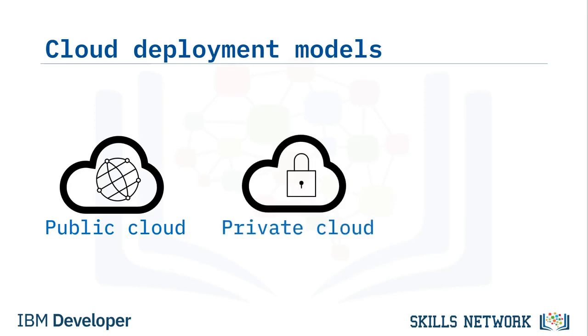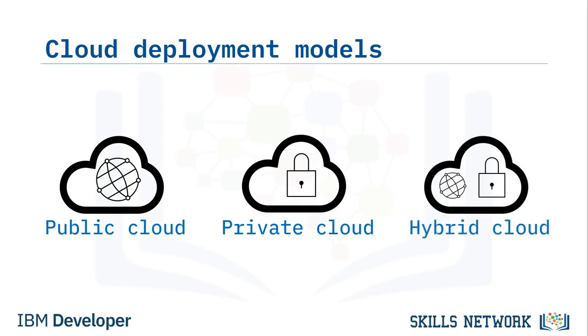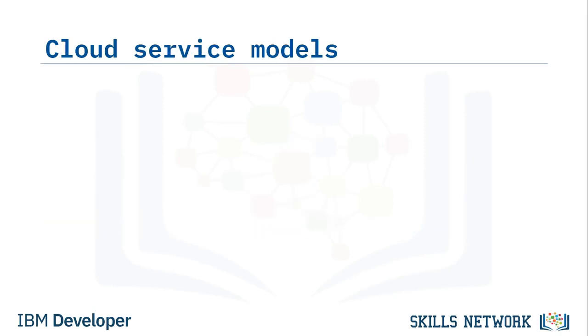Private cloud means that the cloud infrastructure is provisioned for exclusive use by a single organization. It could run on premises, or it could be owned, managed, and operated by a service provider. And when you use a mix of both public and private clouds working together seamlessly, that is classified as the hybrid cloud model. Now, let's look at the 3 cloud service models that are based on the 3 layers in a computing stack: infrastructure, platform, and application.